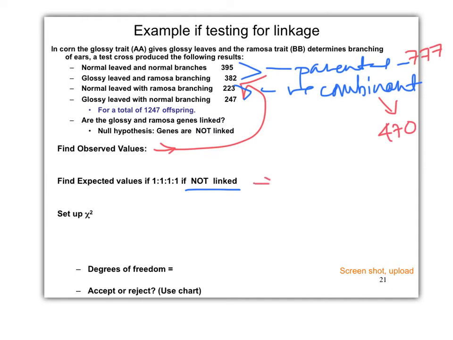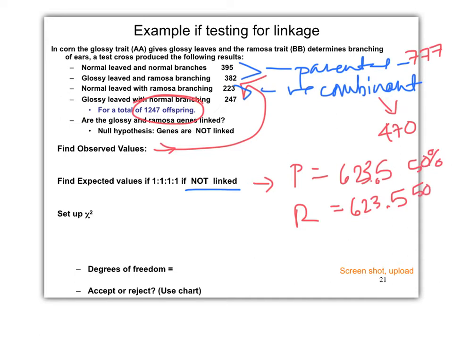What about our expected values? We would expect those values for the parental to be 623.5. And the recombinant class expected? Well, the exact same thing, right? It's just half of the total, 50%. Remember, we only put them into the two classes, never, ever, ever into the four classes.